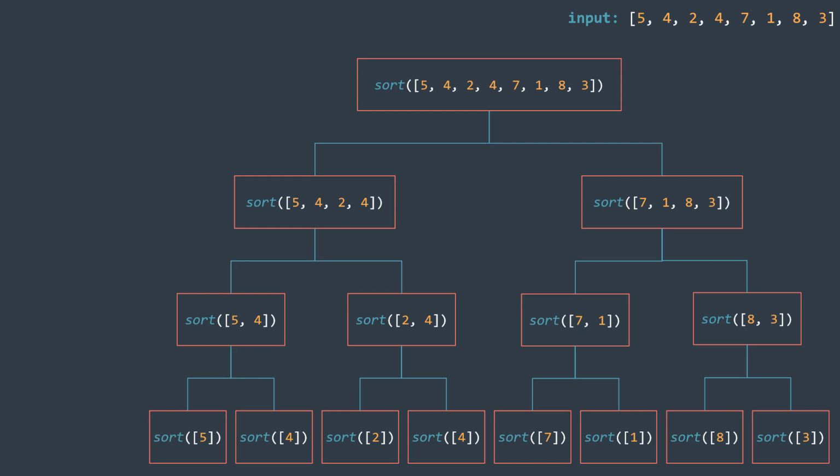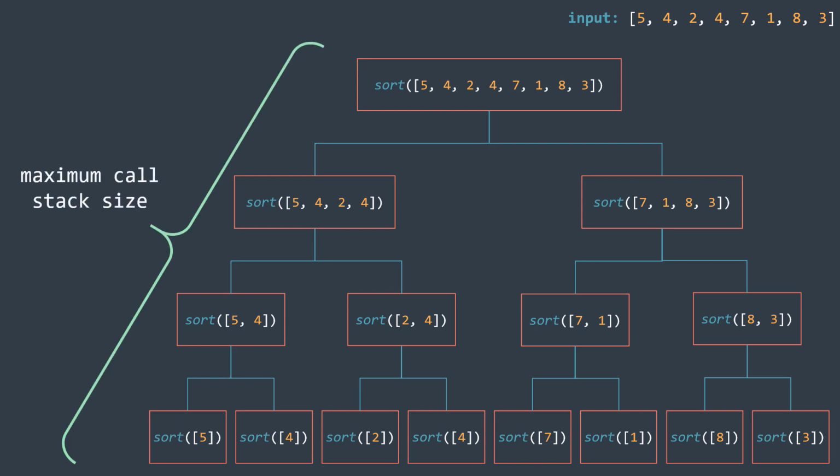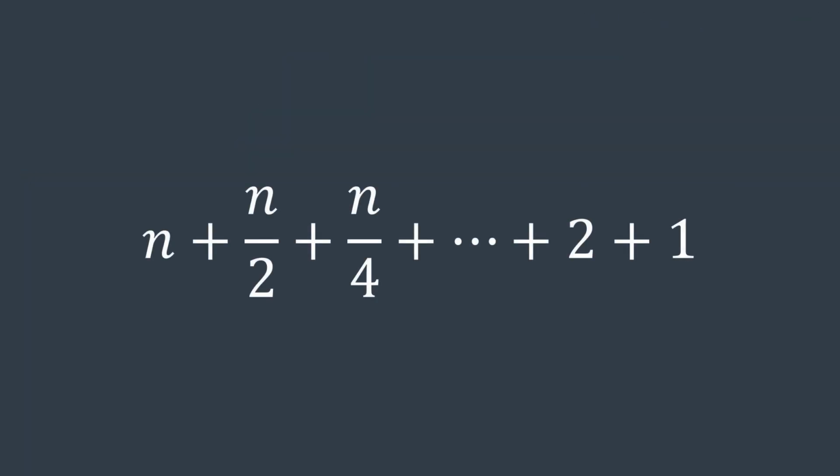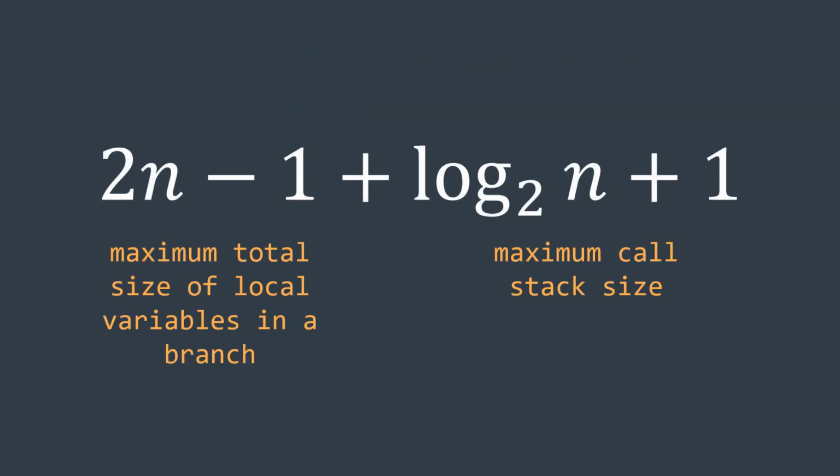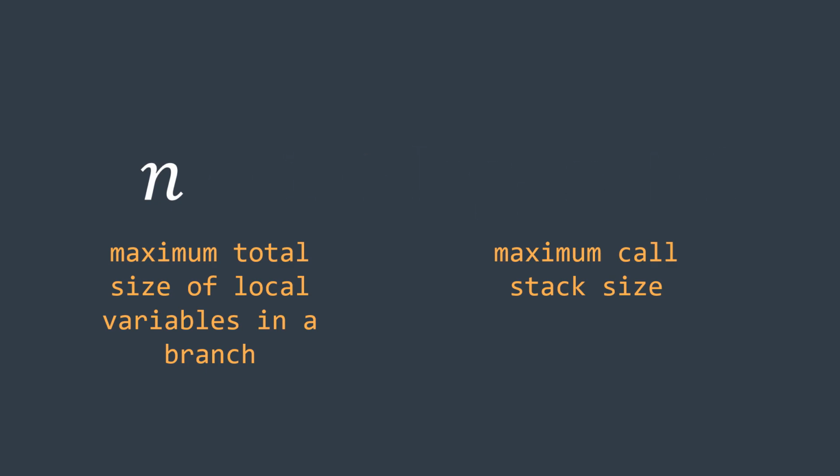The maximum call stack size is represented by the number of levels of the recursion tree. In merge sort, the maximum total size of local variables of one branch is n plus n/2 plus n/4 and so on until 1. Because the initial function call uses n extra space, then the call that sorts the left part uses n/2 extra space, then n/4 and so on. This sum can be simplified to 2n minus 1. And we also know that the number of levels of the recursion tree of merge sort is log2(n) plus 1, so the maximum call stack size is log2(n) plus 1. We remove constants, we remove smaller terms, and we get a space complexity of O(n).